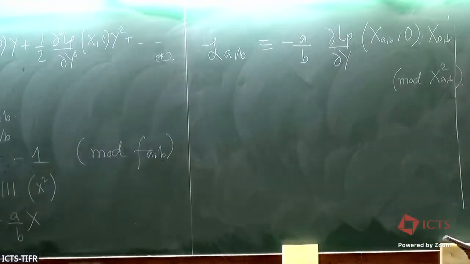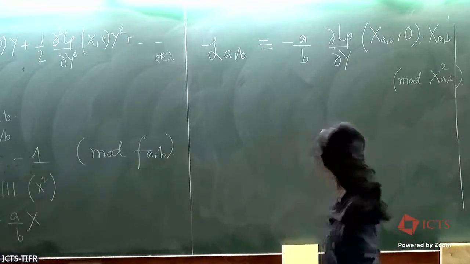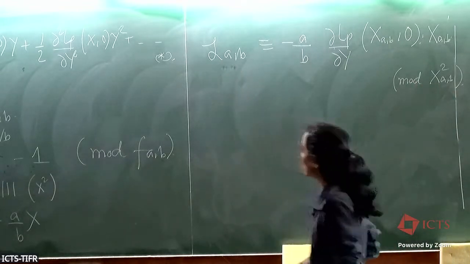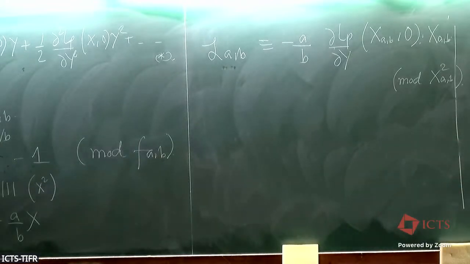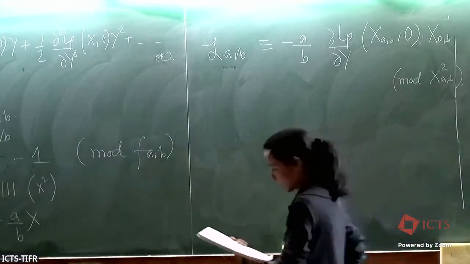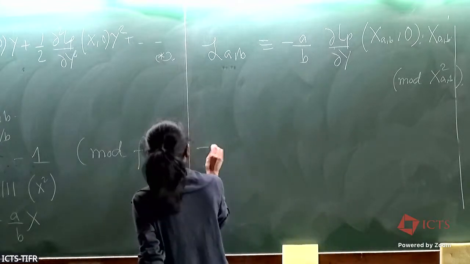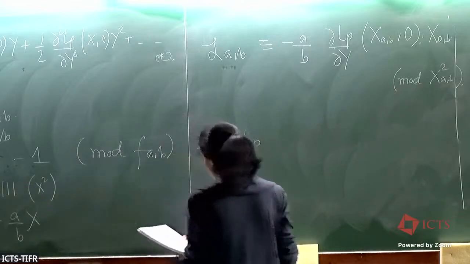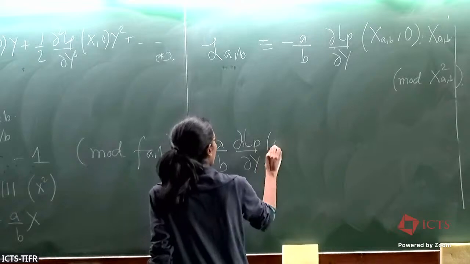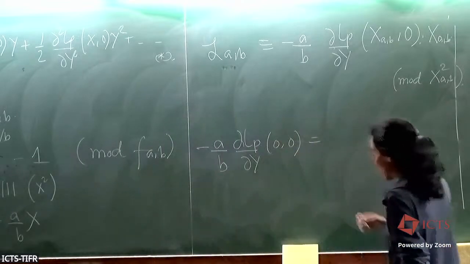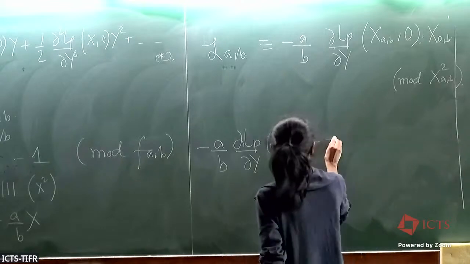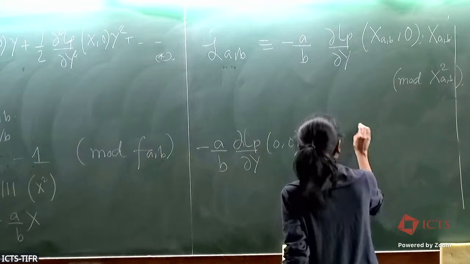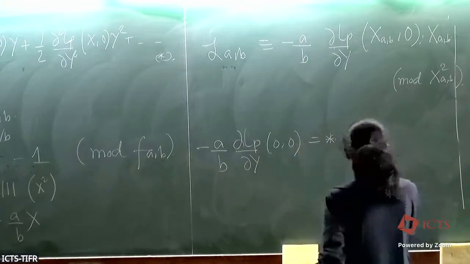Right. And now if I take the derivative with respect to this variable XAB of my left-hand side and evaluate everything at x equal to 0, what one would notice is you get minus A over B d dy 0, 0 is some non-zero multiple of dy.